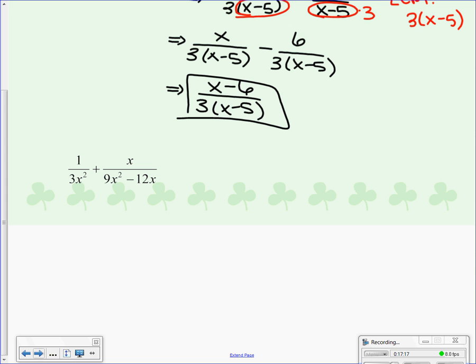All right, this is our last one. I'm going to give you guys a few minutes to start and factor it. See if you can find that least common multiple.